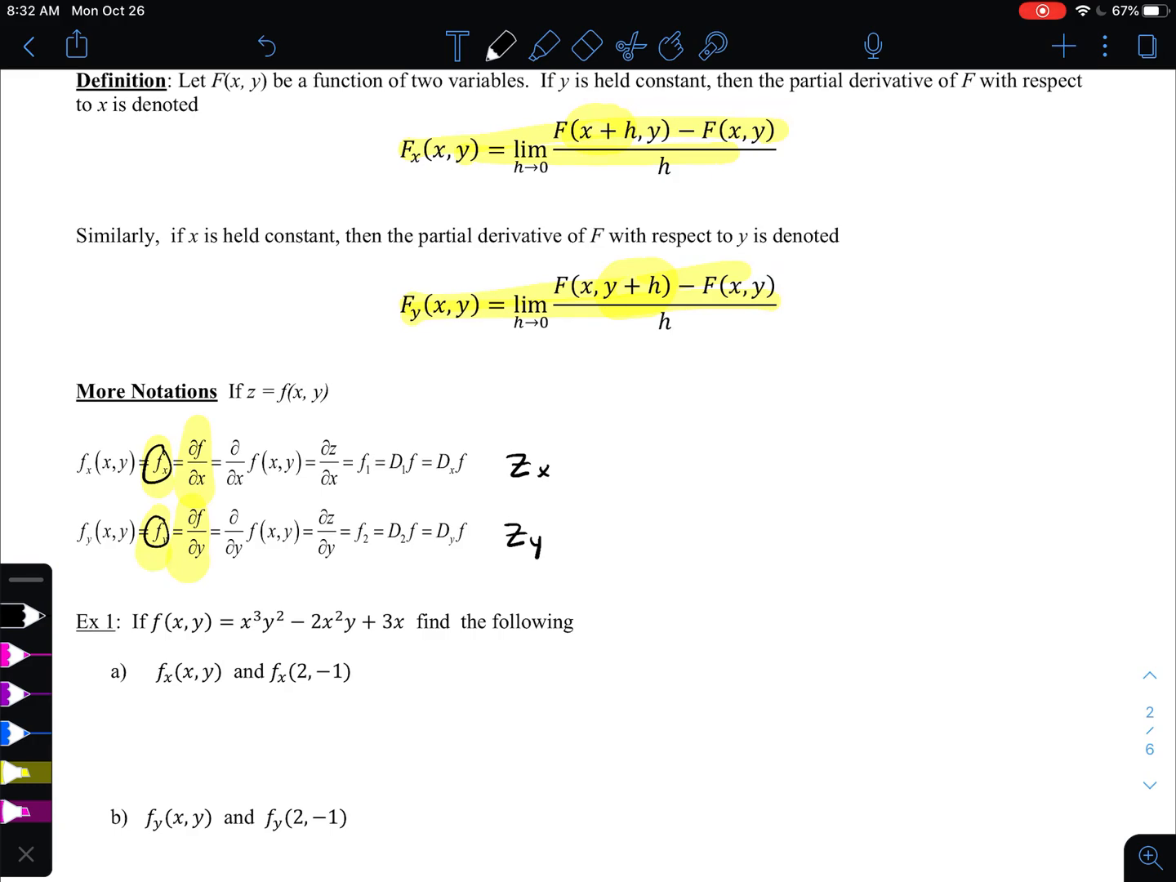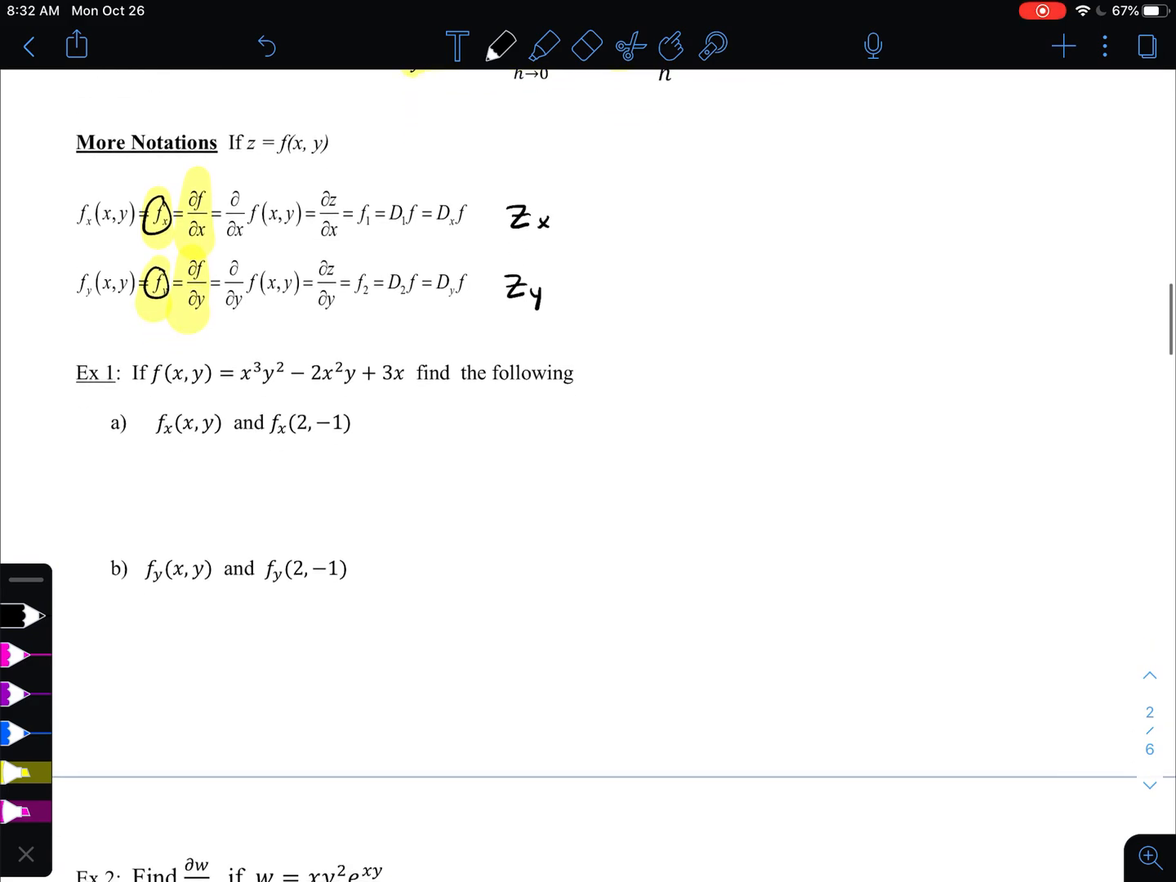Okay, so what does this look like if I want to take a partial derivative? I'm just going to do the first one, just to show you that we don't actually plug in a number for y, or we don't actually plug in a number when we're holding something constant. What we're doing is we're just pretending in our head that it is a constant.